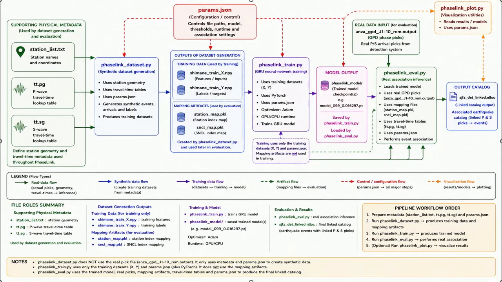The GRU, or Gated Recurrent Unit, is a type of recurrent neural network specifically designed for sequential or time-dependent data. In the case of PhaseLink, it learns temporal relationships among seismic arrivals recorded at multiple stations in order to determine which arrivals most likely belong to the same earthquake.